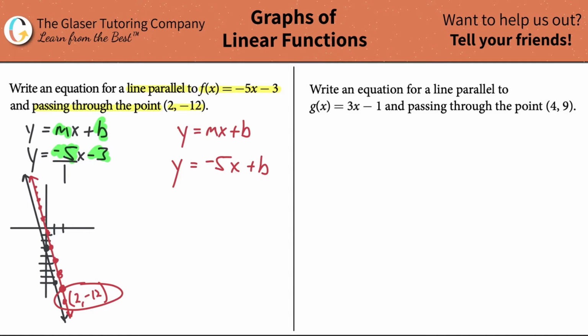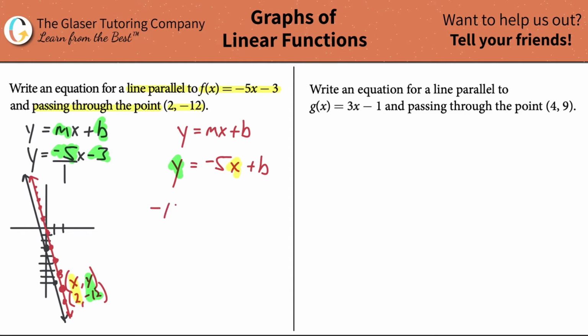So it turns out that we know one point. They told us that it has to pass through the point (2, -12). So remember, every coordinate, you know the x and you know the y. So what I'm going to do here is take my x value of 2 and plug it in here, and my y value of -12, and plug it in here. And take a look at what happens.